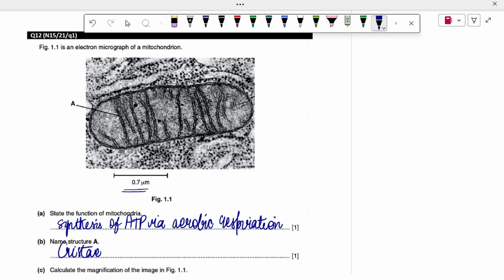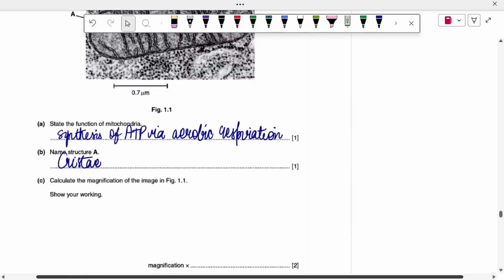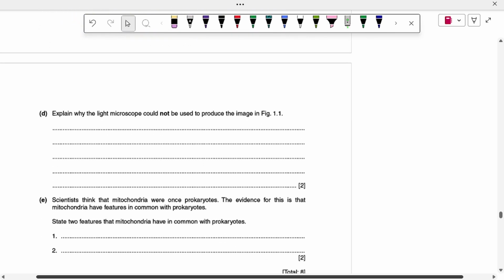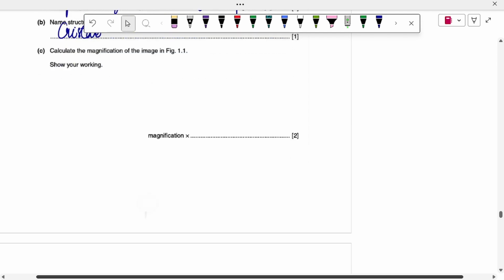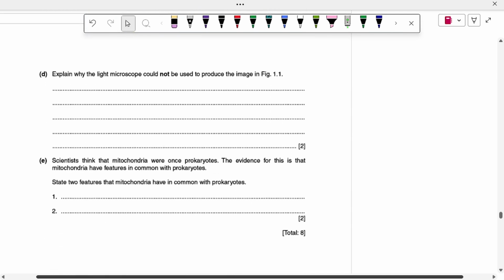अच्छा, scale bar दिया हुआ है, I can predict कि आपका ये next question magnification पे होगा और of course we are going to skip that for now. Explain why the light microscope could not be used to produce the image in figure 1.1. वही, it has a low resolution, it has a low magnification. Resolution की आप value भी बता सकते हो, it has a resolution of 200 nanometer which is very low. फिर आप magnification के बारे में बता सकते हो, it has a very low magnification which is why we cannot see the internal structure this well.